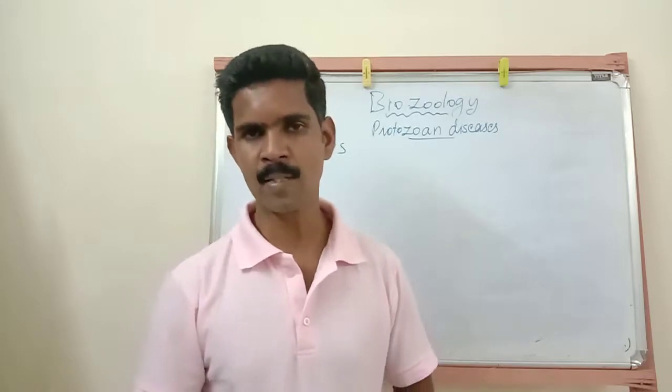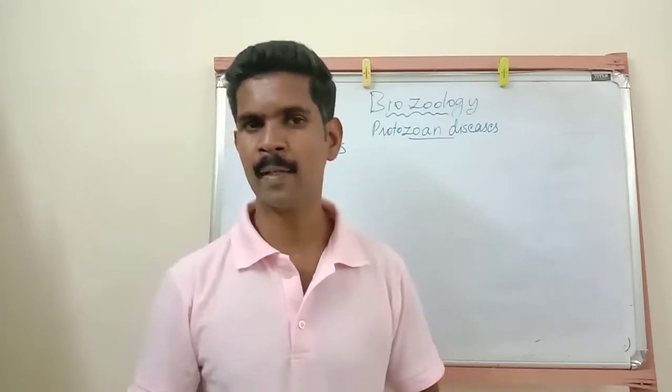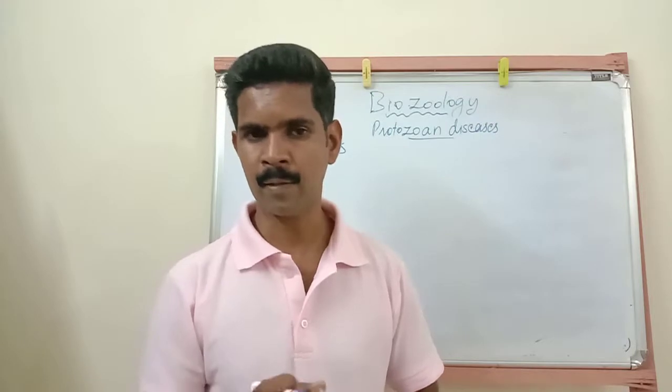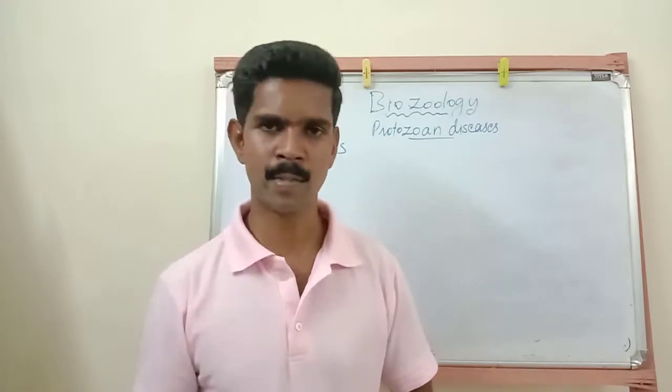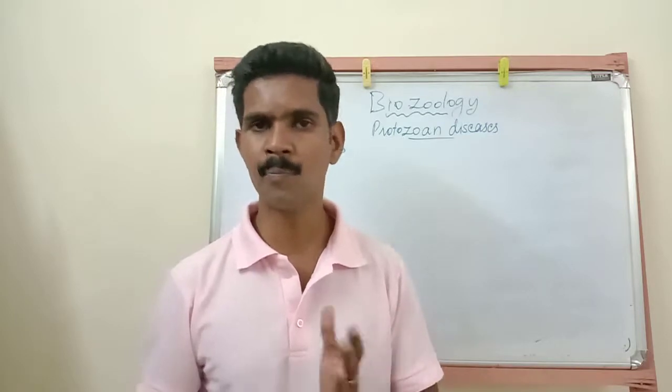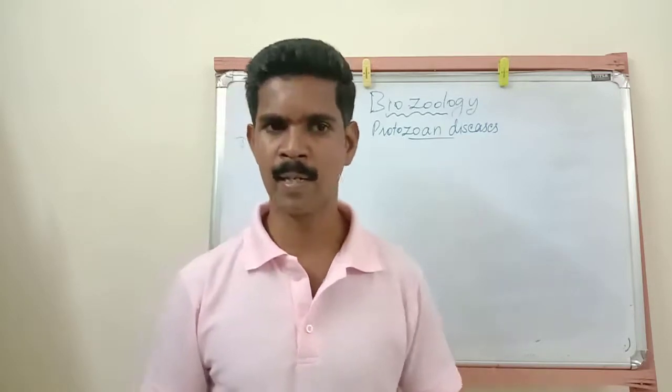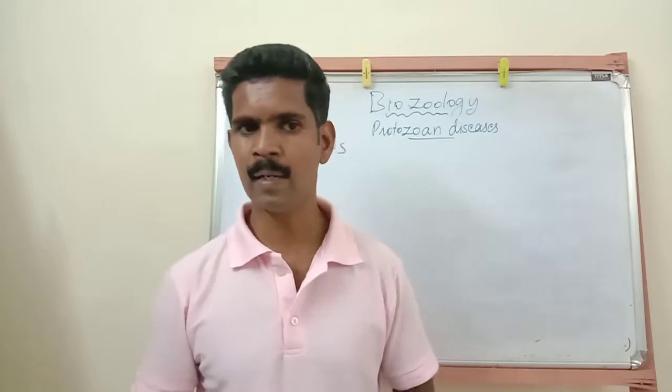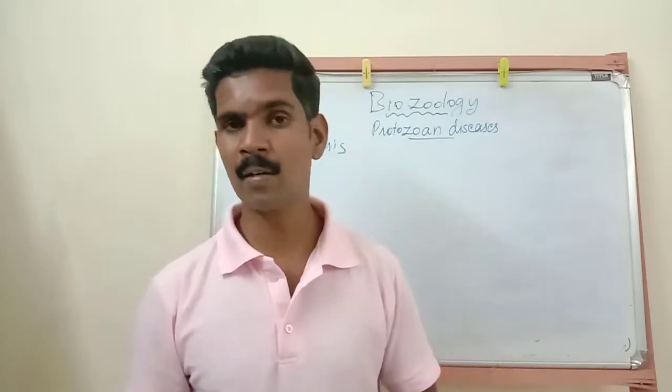Then the second one is bleeding, internal bleeding. Third one is abdominal pain. Then stool with excess mucus. Here stool means motion, so human waste with a large amount of mucus. Mucus means in Tamil we can say chali. Then the cause, the vector of this disease.